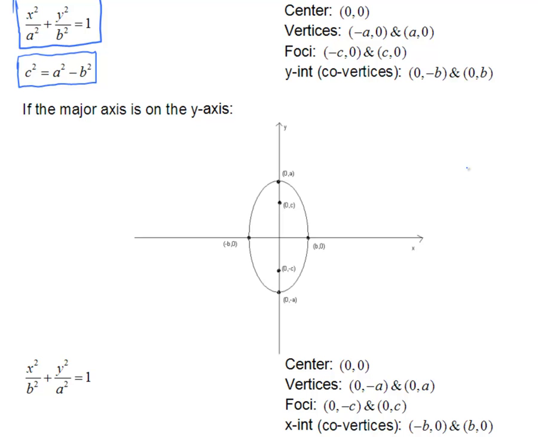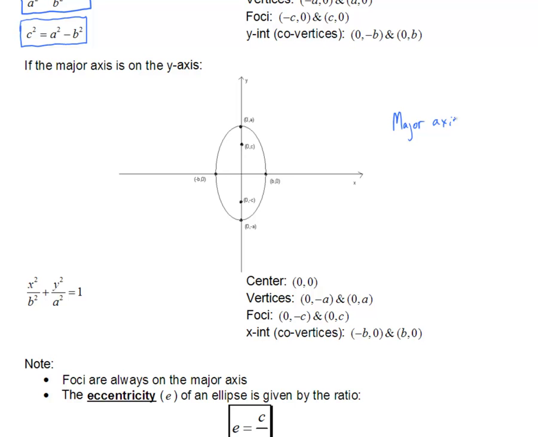A nice thing to remember is the length of the major axis. The length is equal to 2 times a, and that's because it's a units to one vertex plus a units to the other vertex, which is 2a. And similarly, the minor axis has a length of 2b. That's something that we can use to solve some questions, so it's nice to remember that. Just like the other one, c gives us the foci, and the center is still 0, 0.